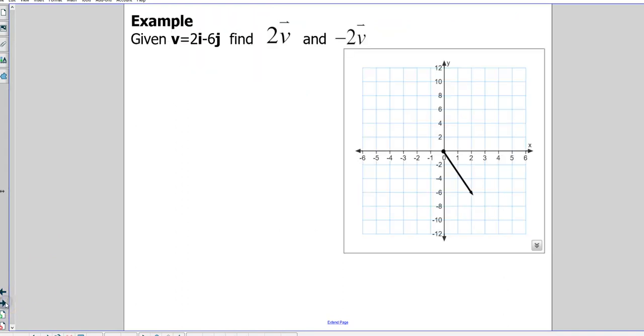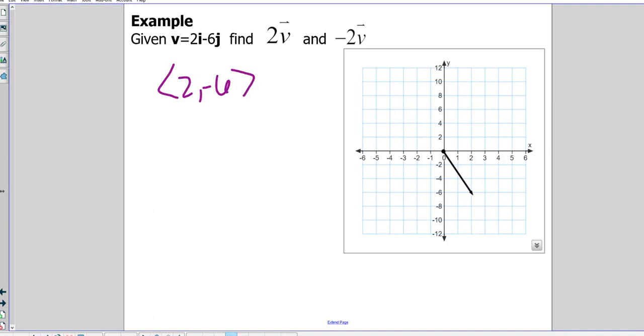Okay, let's try a couple examples. Can you go ahead and write down vector v. So it's 2i minus 6j. In other words, I'm going to start at the origin and end my vector at the point 2, -6, like I have here. So again, this is another way to write 2, -6 in component form like that.